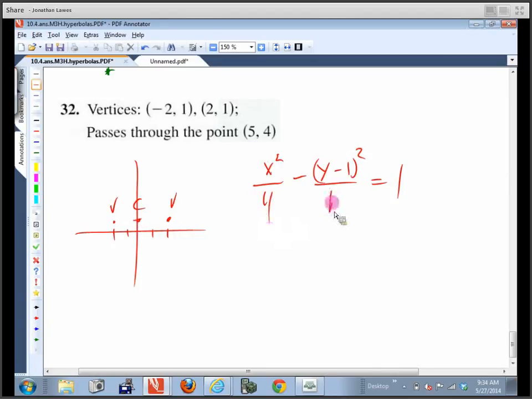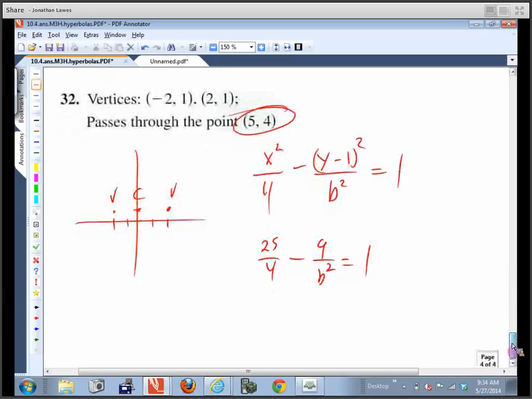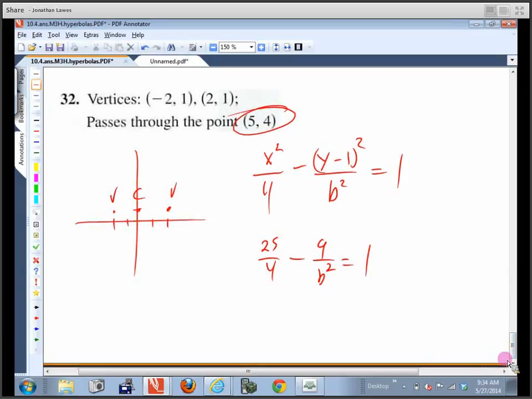Okay, so then the only thing missing is this number right here. And how do I use that? Plug it in. So this would be, if I plug in a 5, that's 25 over 4. If I plug in a 4, that's going to be 9 over b squared, and that equals 1, right? Always good to practice working with fractions, so go ahead and solve that.